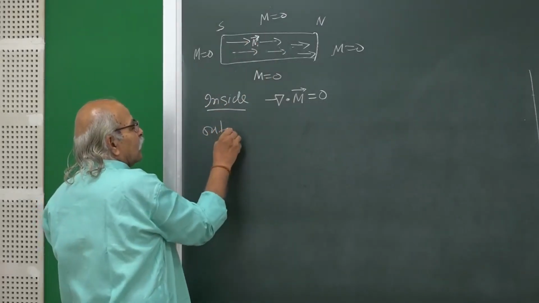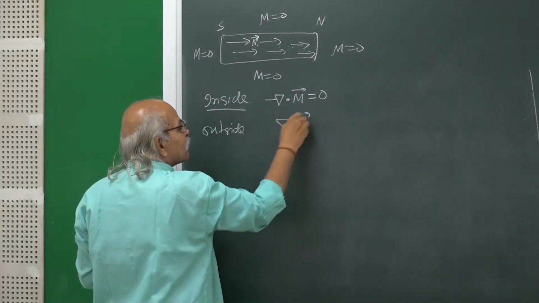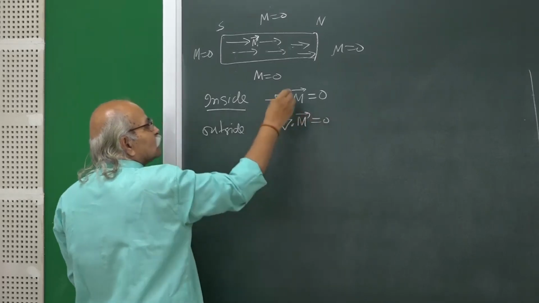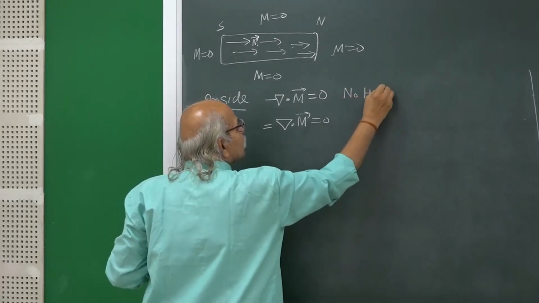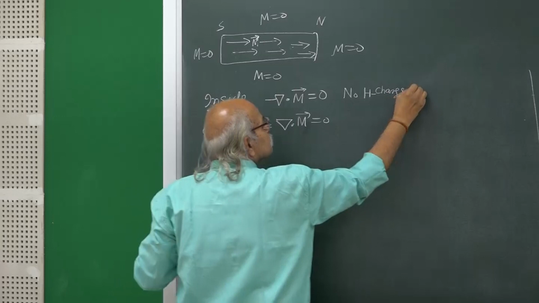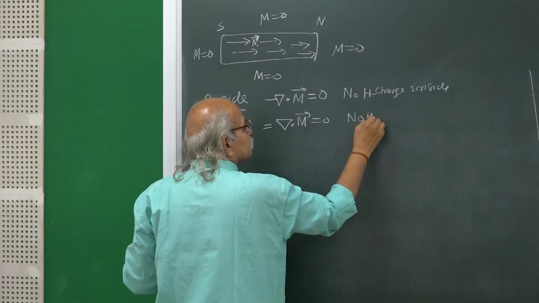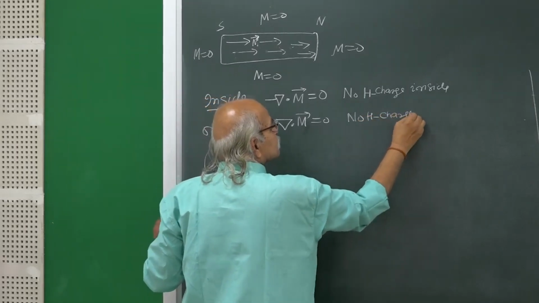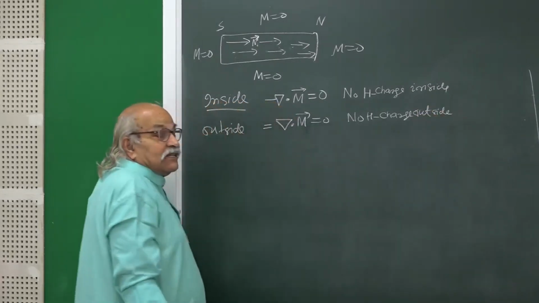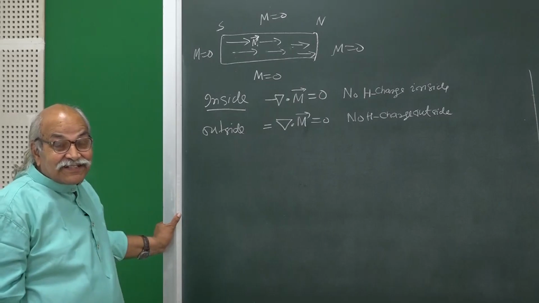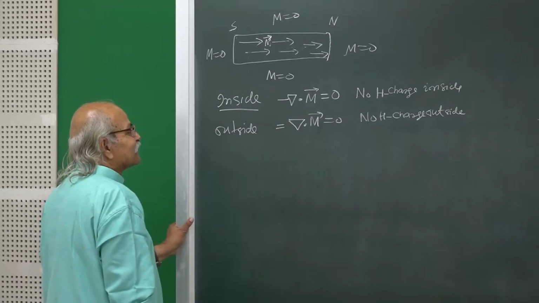Outside there is no M and therefore divergence of M is 0. So, no H charge inside, no H charge outside. Then where is the charge? The charge is on the surface of this magnet. This H charge is on the surface of this magnet.